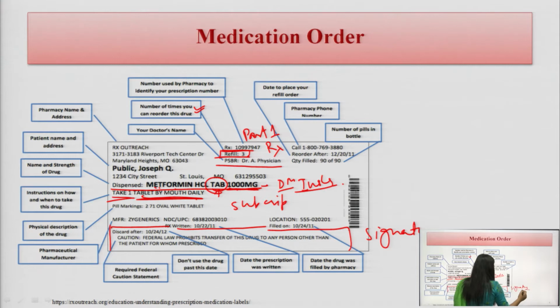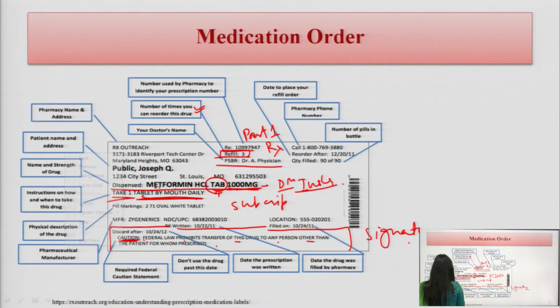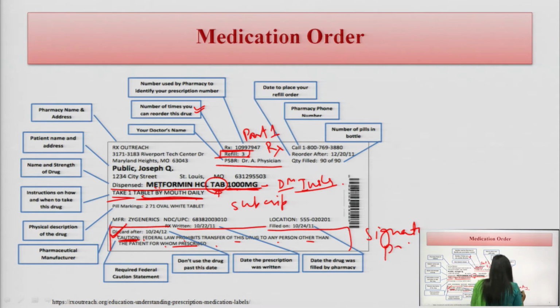So, here is the information related to caution, what the precautions should be. Federal law prohibits the transfer of this drug to any person other than the patient for whom it is prescribed. There are also some precautions about when it should be discarded. So, this is the information related to part number 4.